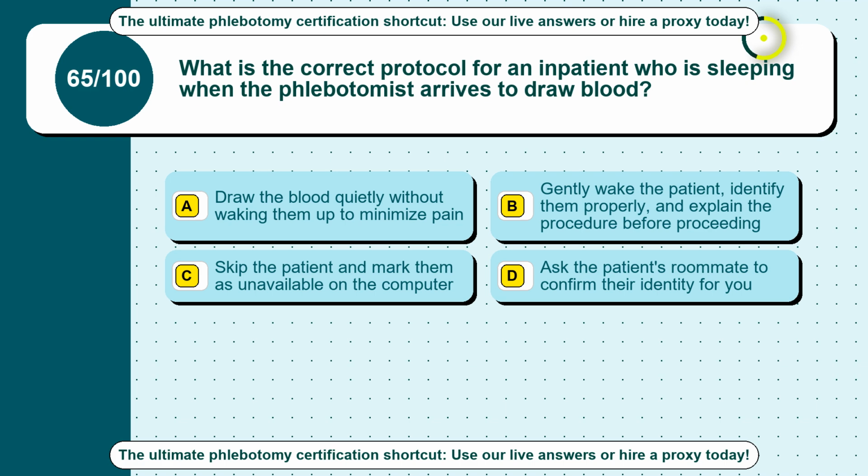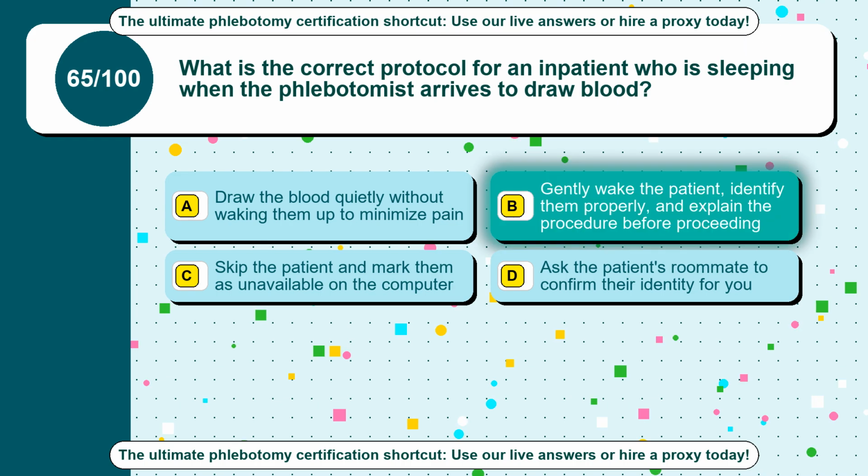Option B, gently wake the patient, identify them properly, and explain the procedure before proceeding. Option C, skip the patient and mark them as unavailable on the computer. Option D, ask the patient's roommate to confirm their identity for you. The correct answer is option B, gently wake the patient, identify them properly, and explain the procedure before proceeding.